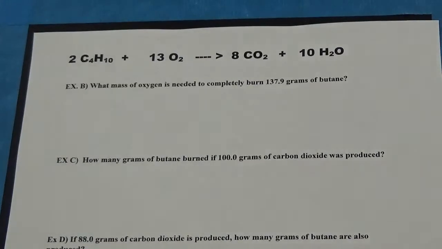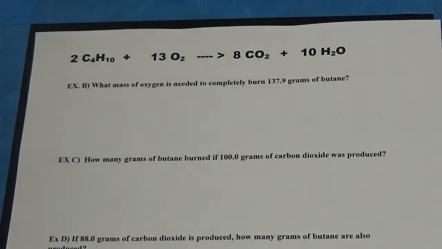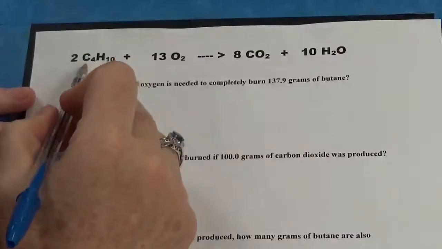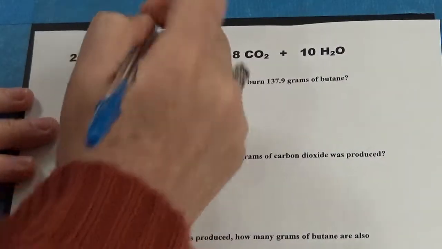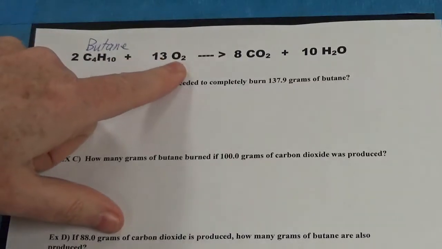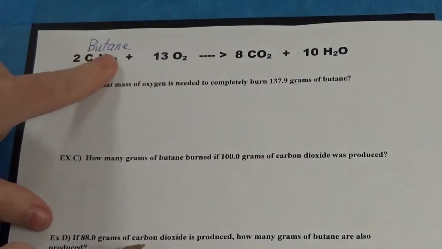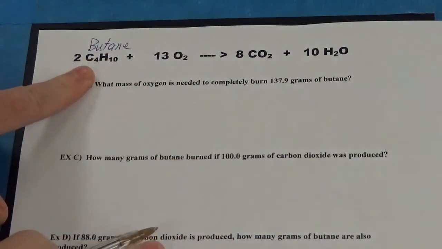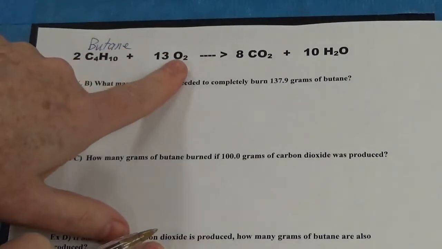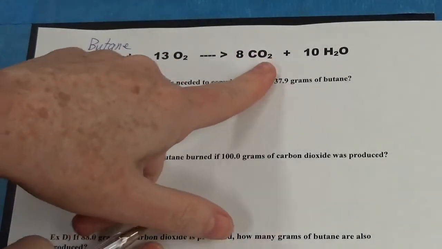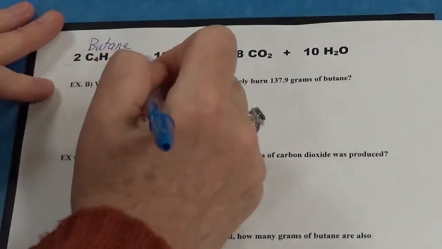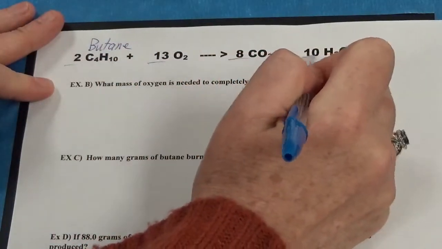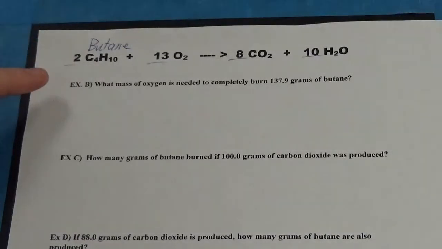Let's do another grams to grams calculation. This one is involving butane and oxygen. Again, the butane will burn. That's what's in a torch for lighting candles. Butane plus oxygen will react to make carbon dioxide and water. And remember, the coefficients tell us how many moles are used of each material.